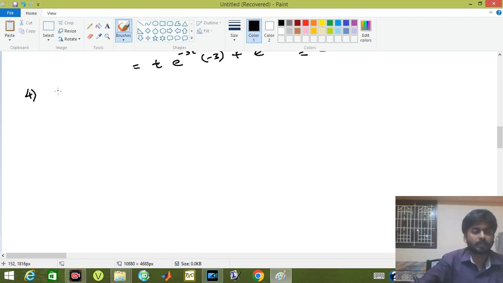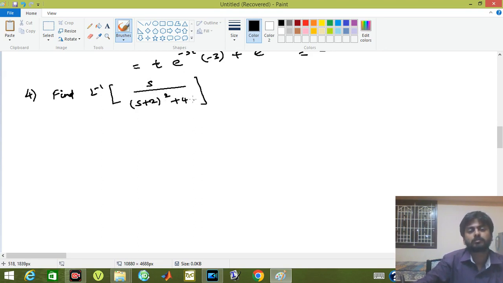Our fourth problem is: find L inverse of S divided by (S plus 2) the whole square plus 4. Okay, so here you may apply any method, but you have to get the solution.